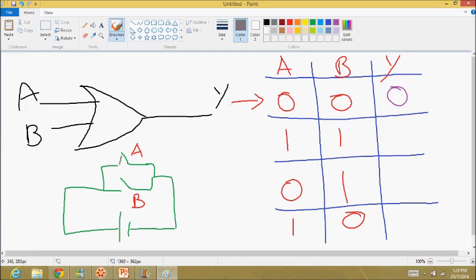Now, suppose I close one of the switches, and this is actually the fourth row here. What will happen is that even though switch B is open, there is still a closed path for the current to flow through the circuit. It can flow through the switch A around the circuit, and it's a complete path. Therefore, the output will be 1.